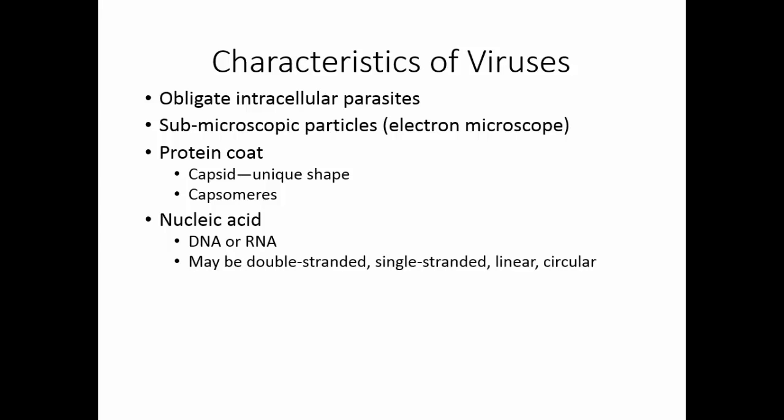And the DNA and the RNA can be in all kinds of forms. You can have double-stranded DNA, double-stranded RNA, single-stranded DNA, single-stranded RNA, linear DNA, circular DNA, linear RNA, circular RNA. So there's a wide variety of forms of the nucleic acid. The capsid plus the nucleic acid is referred to as a virion, or sometimes it's called the nucleocapsid.